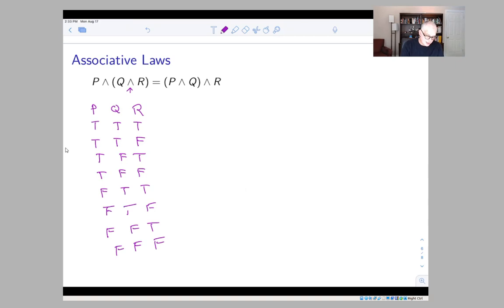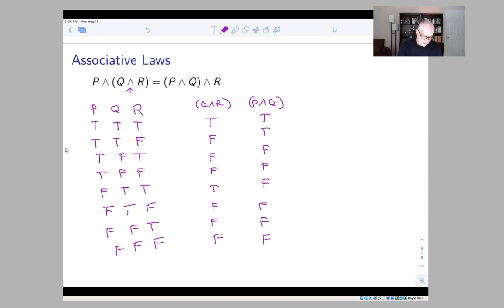And then compute these two things separately. So here you would do Q and R, just looking at the last two columns. Let's do the two pieces separately, Q and R, P and Q. So Q and R is true, false, false, false, true, false, false, false, and P and Q is true, true, false, false, false, false, false, false.